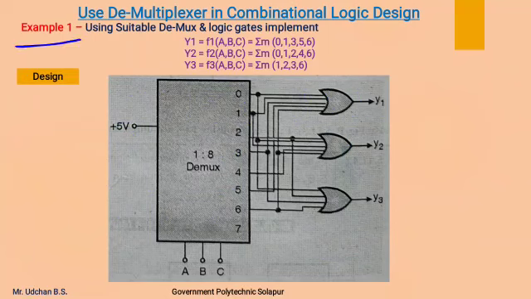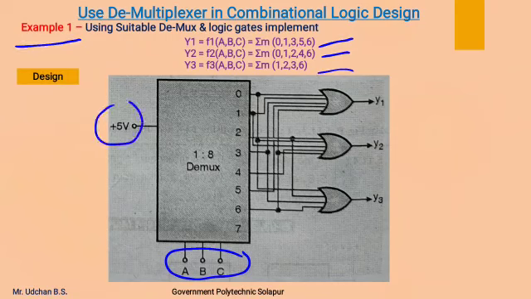Now here we have to design a combinational logic circuit using a suitable demultiplexer and logic gates. Here 3 equations are given, y1, y2, y3. Each equation is a function of 3 variables a b c. So we have to use a 1:8 demultiplexer as it has 3 select lines, and these variables are given as input to the 1:8 demultiplexer. Now the data input line is connected permanently to plus 5 volt or logic 1 level.